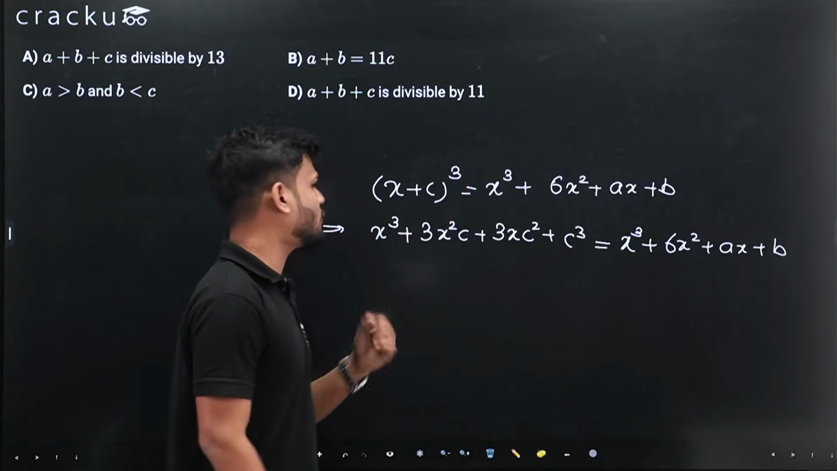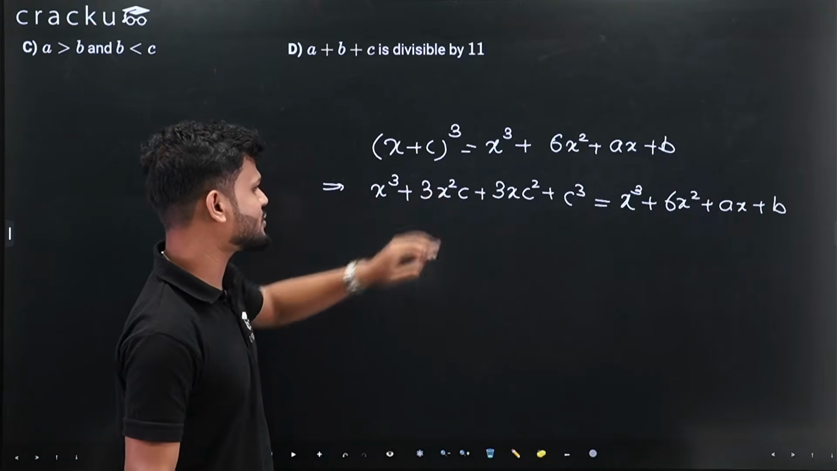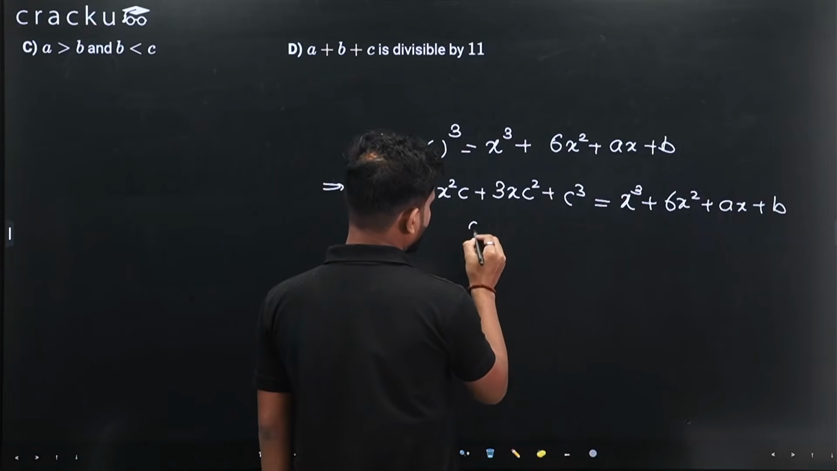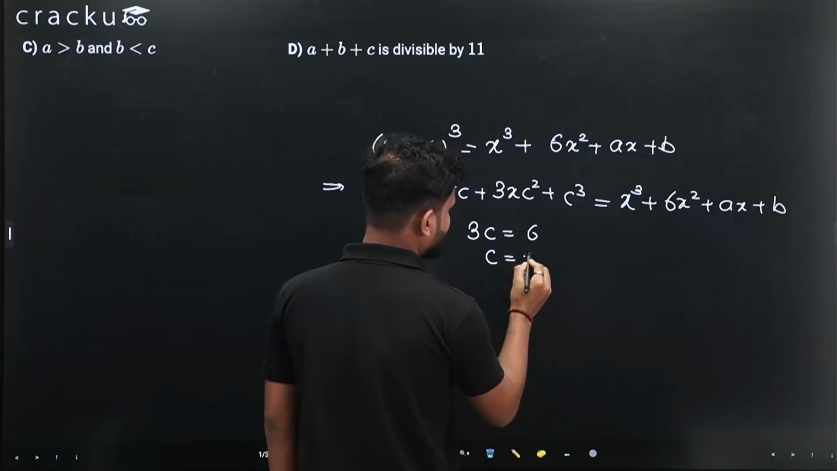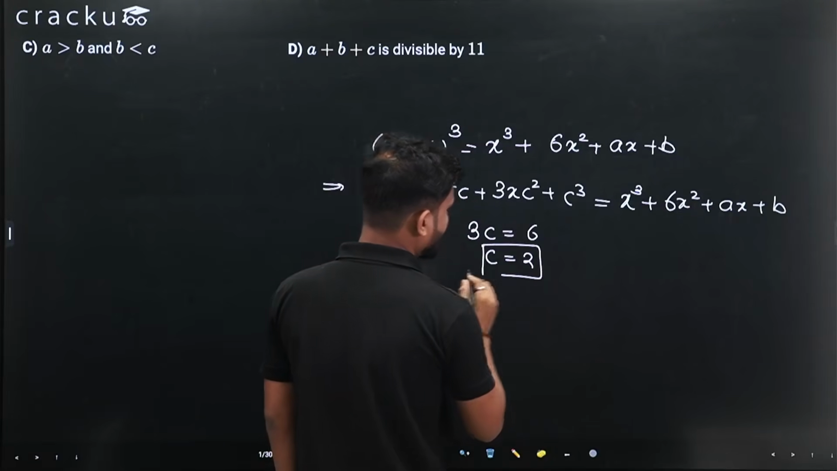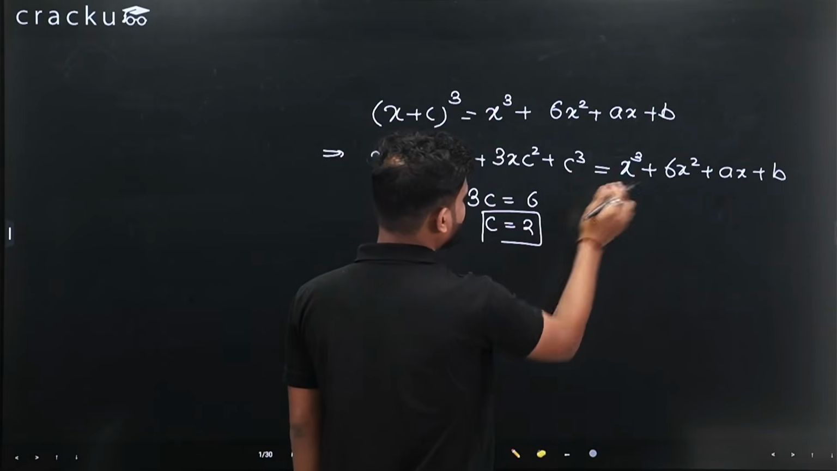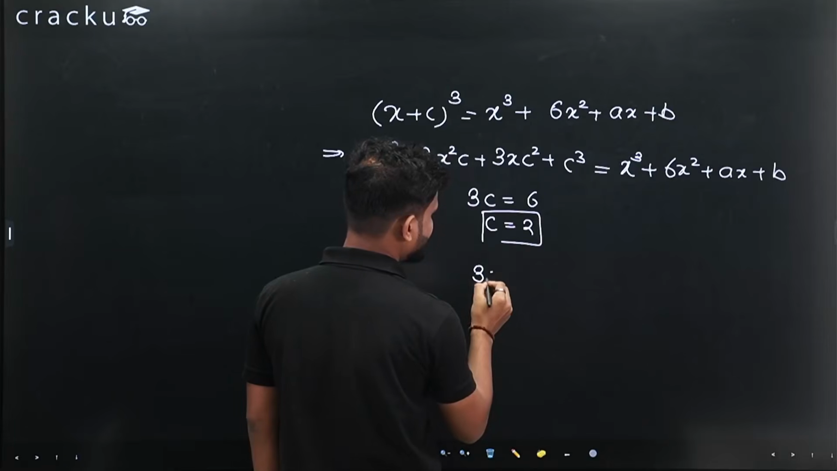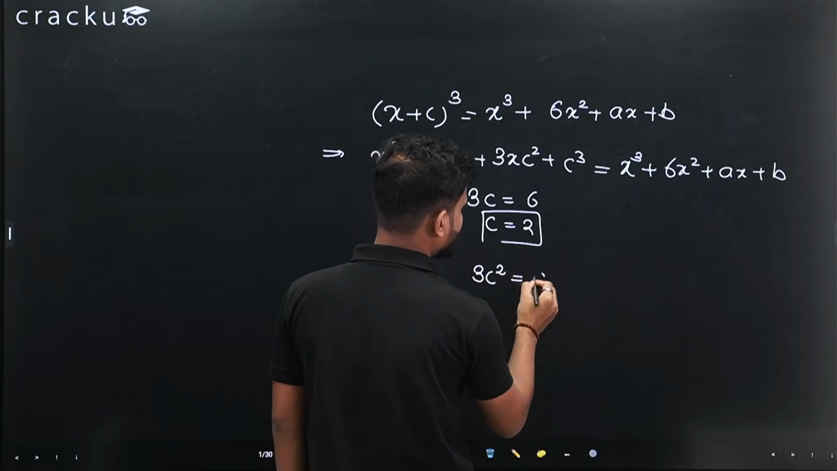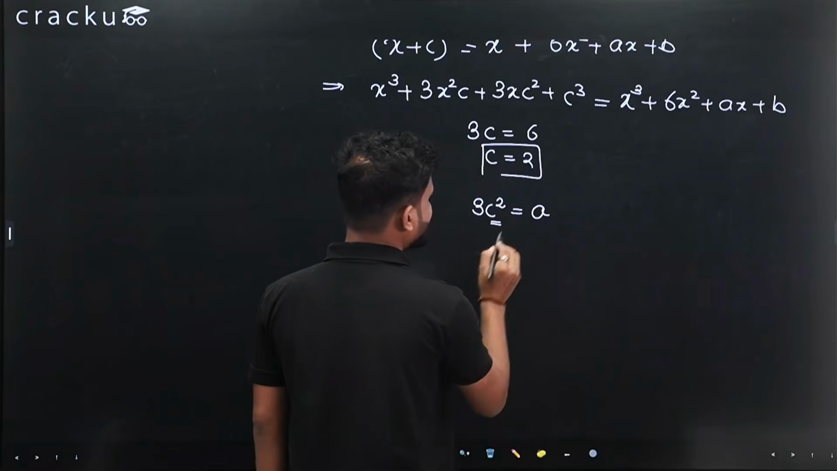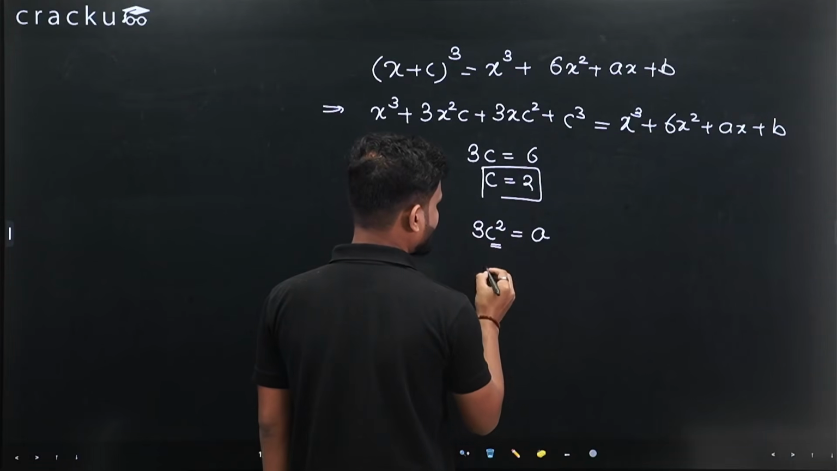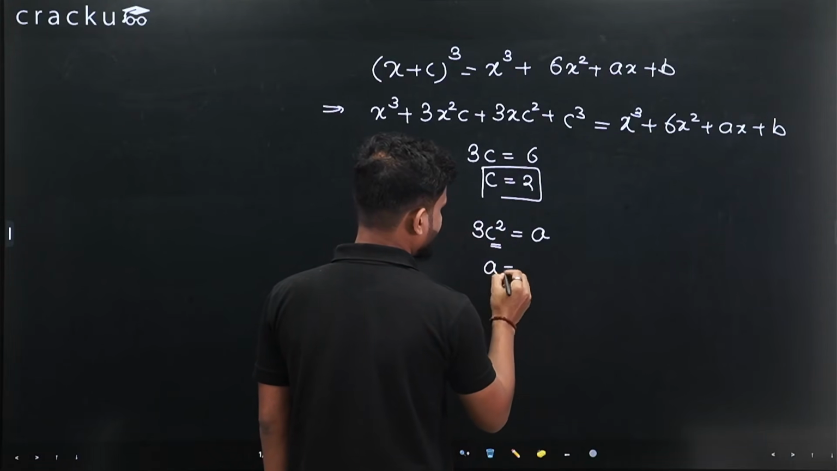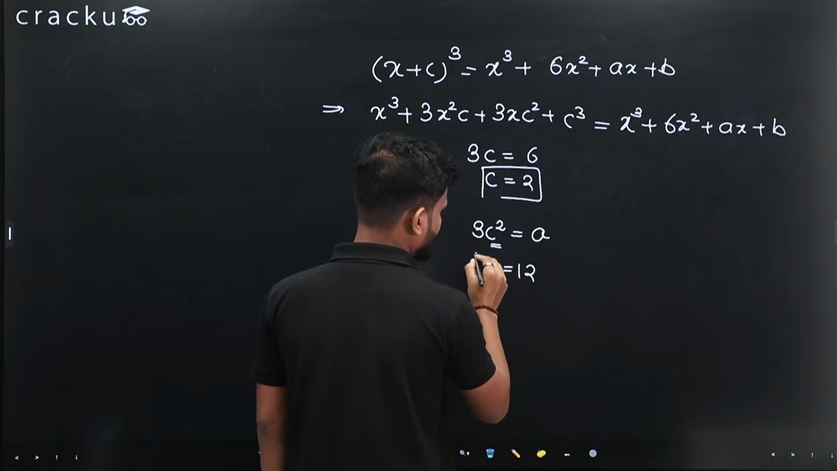Now if you compare the coefficients, what you get? If you compare the coefficient of x square, from here you get 3c is equal to 6. From here you get c is equal to 2. Right? Now compare the coefficient of x. From here I can say 3c square is equal to what? Is equal to a. What is c? c is nothing but 2. So 2 square will be 4. 4 into 3, 12. So a is equal to 12.